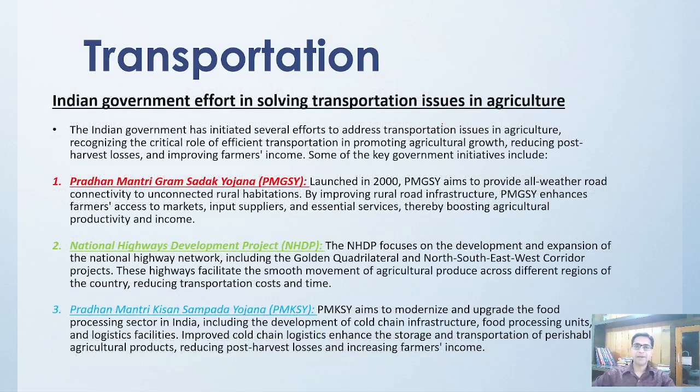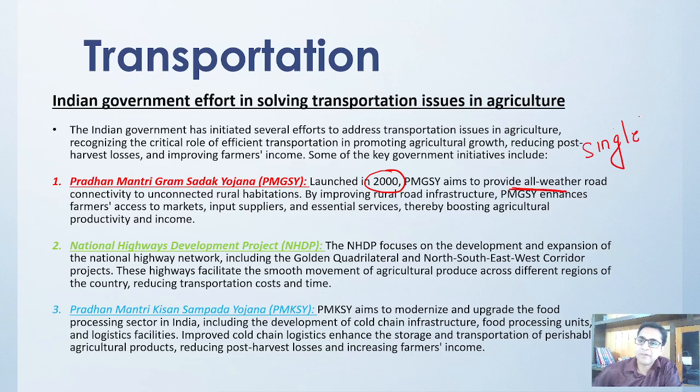Now, Indian government effort in solving transportation issue in agriculture. These are some of the efforts that the Indian government is making in order to solve the transportation issue. First of all, Pradhan Mantri Gram Sadak Yojana (PMGSY). It is a very old scheme. The purpose is to provide all weather roads.